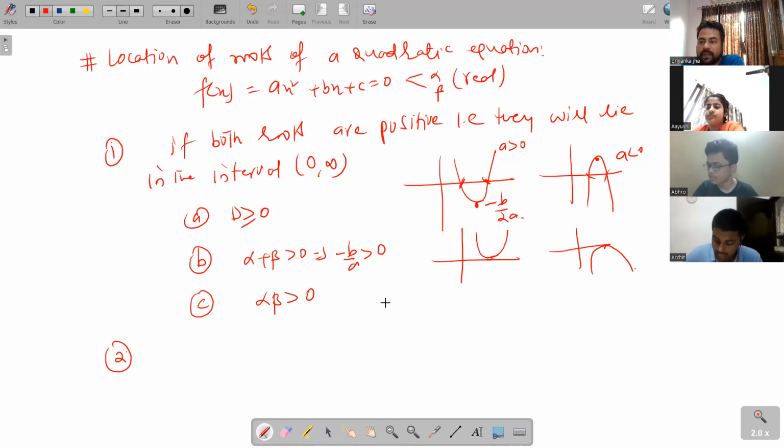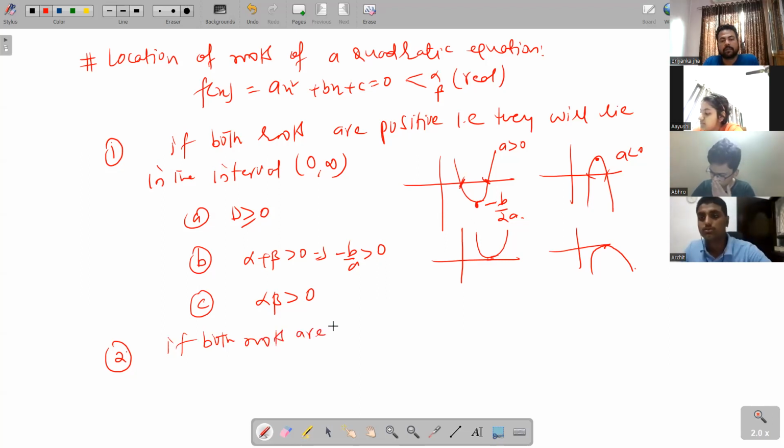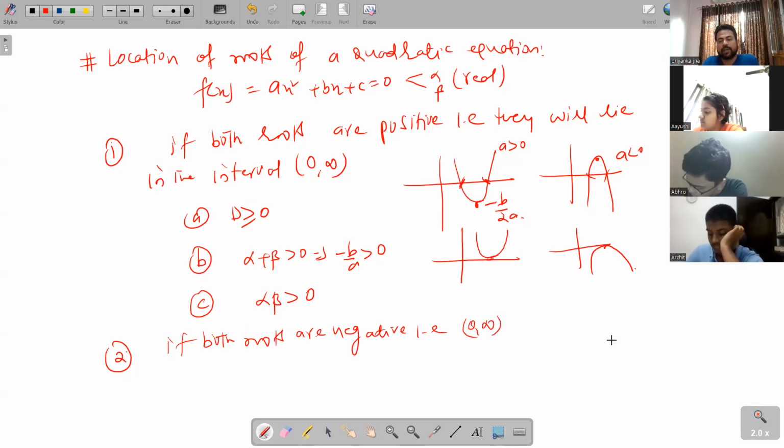Done, noted. Now, the second case would be if both roots are negative. That is, they will lie between minus infinity and 0. Means like this, maybe like this, or like this, something like that. Sorry, my bad. Minus infinity to 0. Yes.